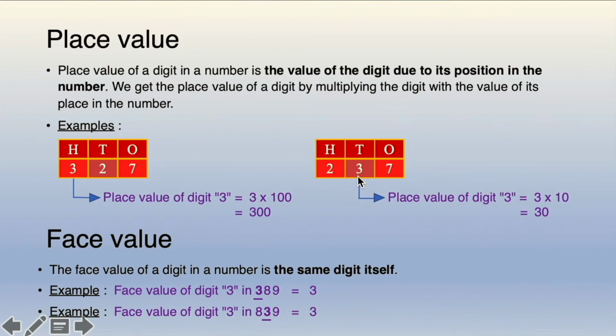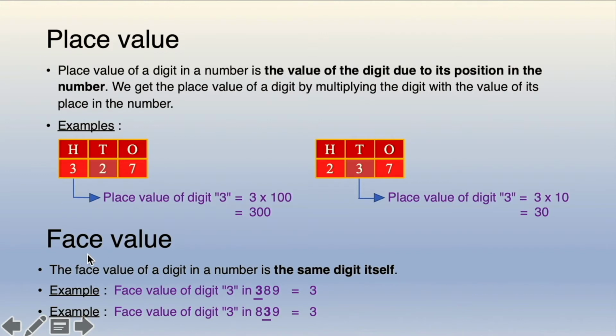Now in this number 237, the digit 3 is at tens place. So the place value of digit 3 is equals to, again we have to multiply the digit, that is 3, with the value of the place of the digit 3 in the number. So value of its place is 10. So 3 multiplied by 10 is equals to 30, which is the place value of digit 3 in the number 237.